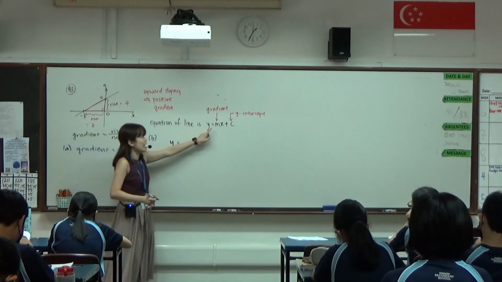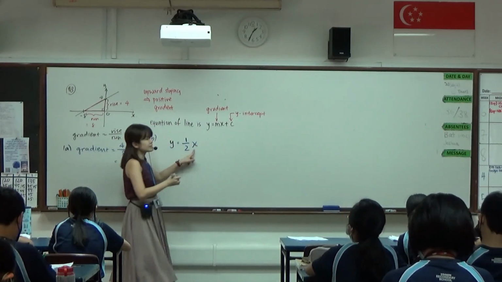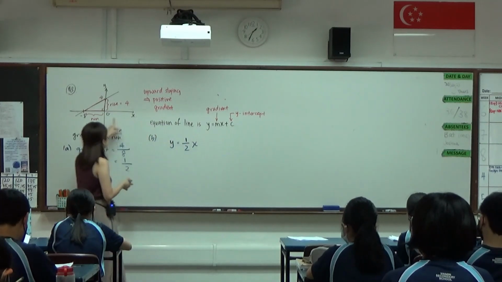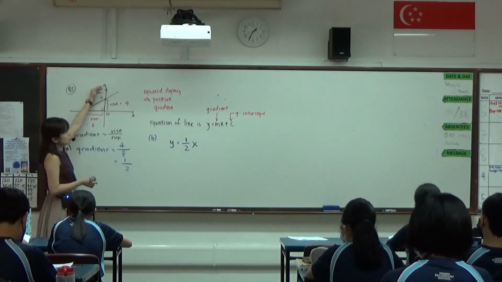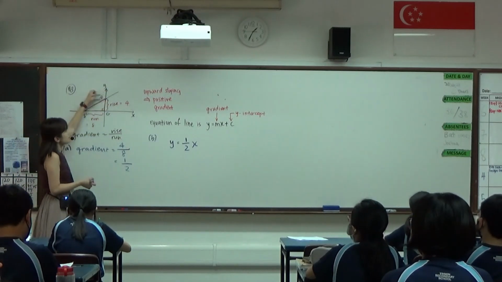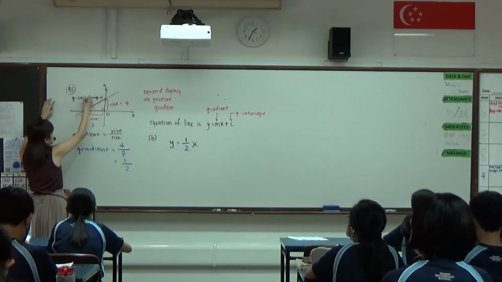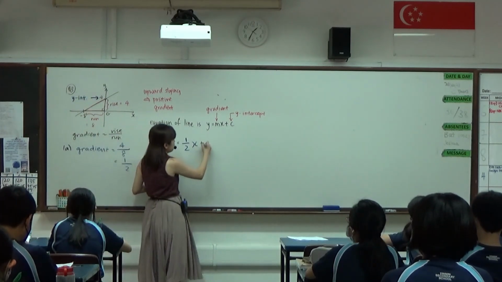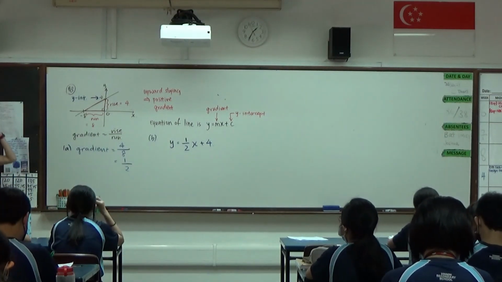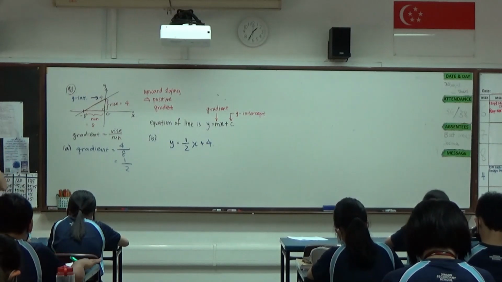So y equals m being the gradient, which is half, x plus the y-intercept. The y-intercept in this case is actually referring to where the graph passes through the y-axis. That is the number 4. So we go plus 4. So this is the answer for part B, which is something that most of you can't get. You get all sorts of nonsense, right?